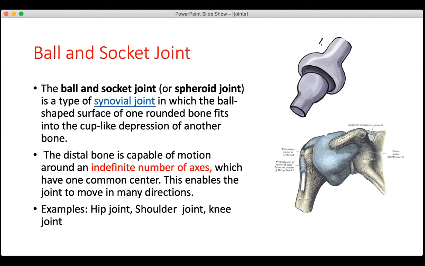So the ball and socket joint is a type of synovial joint in which the ball shaped surface of one rounded bone fits into the cup like depression of another bone. This kind of arrangement allows movement in an indefinite number of axes, and this enables the joint to move in many directions. Examples are your hip joint, shoulder joint and knee joint, and the most affected in sports are your shoulder and knee, those are the maximum reports we have.